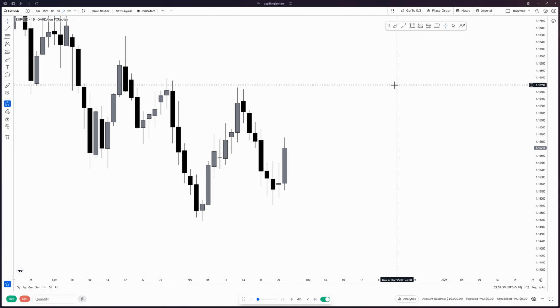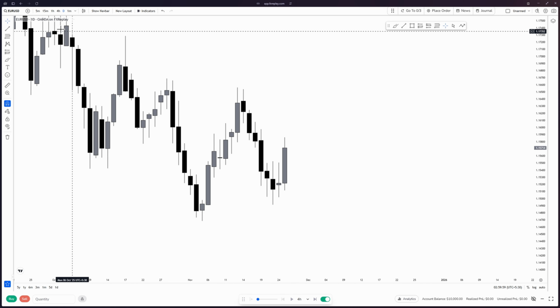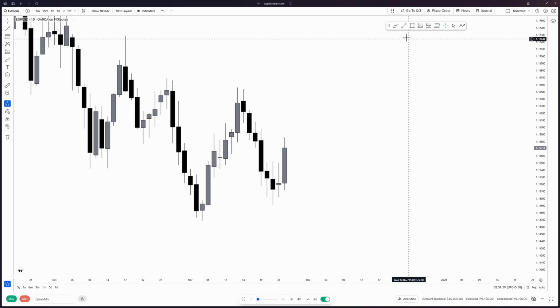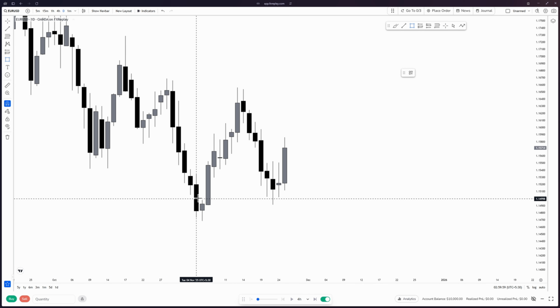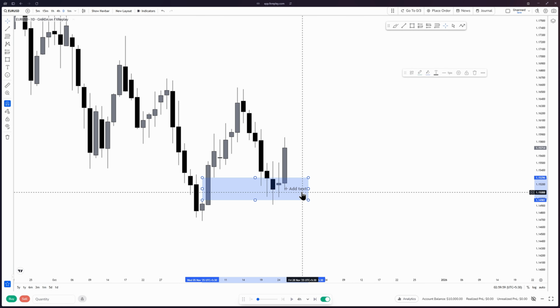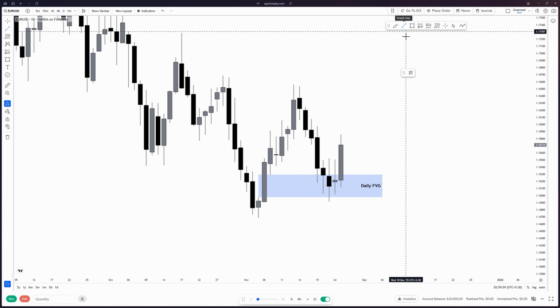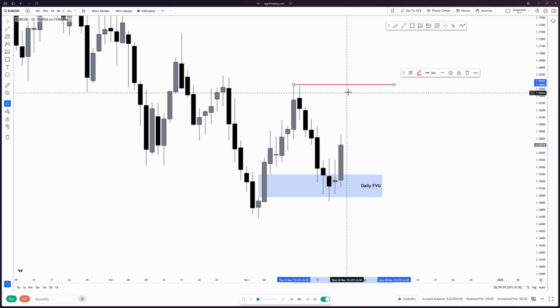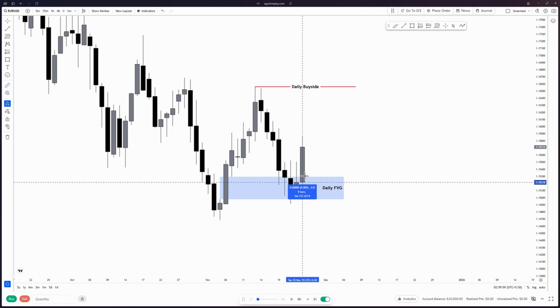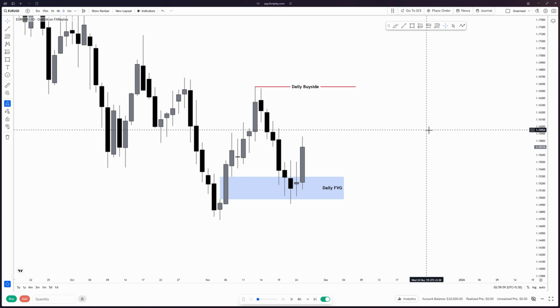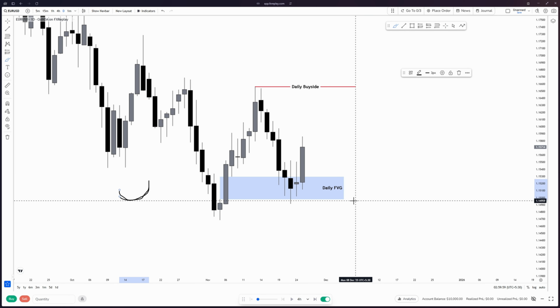So currently, I am on the daily time frame, and the first thing I have to do is find the bias. Here I can see a fair value gap, so I will mark this out. After that, I can see buy-side liquidity resting above, so I will mark this out as the daily buy-side liquidity. So our bias is bullish, but how can we say that the market will go from this gap to the buy-side liquidity? For that, we have to watch the previous range.